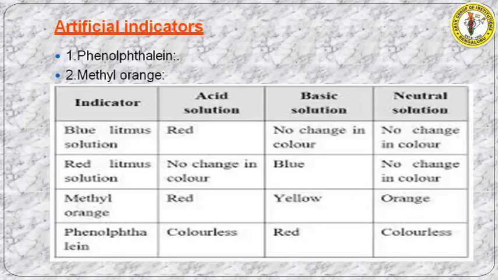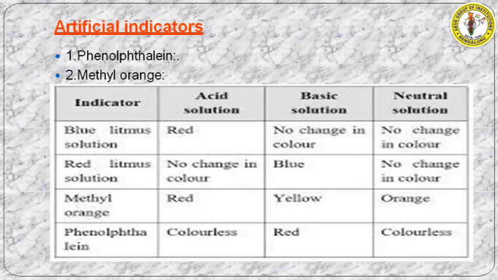Artificial indicators are the indicators which are made in labs. Examples are phenolphthalein, which needs to be pronounced properly, and methyl orange. There are many indicators, but these are the important ones they have given here. A table is given showing what color phenolphthalein or methyl orange changes to when added to an acid, and what color when the same solution is added to a base.